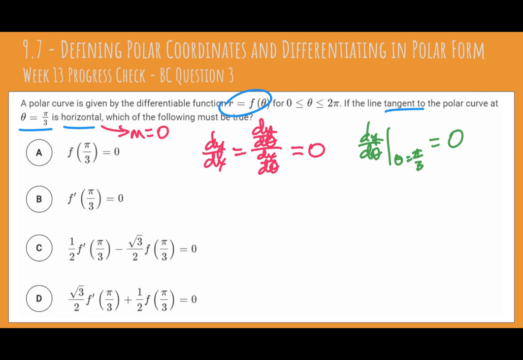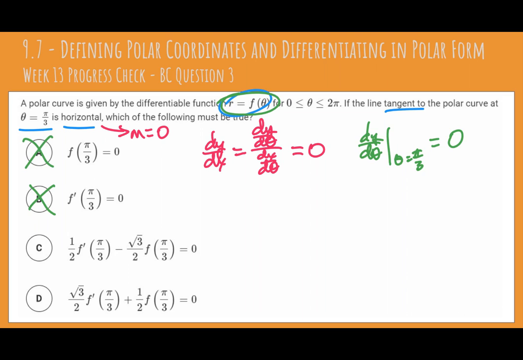So looking through the options here, we've got a few choices. So f of pi over 3 equals 0. That doesn't have to be true. F prime of pi over 3 equals 0. So remember, f is the value of r. So the derivative of that is going to be dr d theta, and we know that dy d theta has to equal 0. So this doesn't have to be true. In fact, it's likely that it's not true.